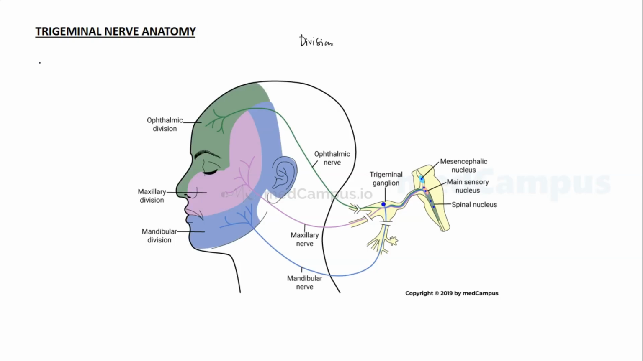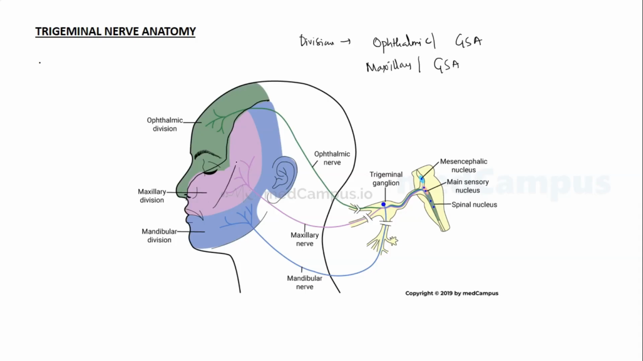We have three divisions. One is the ophthalmic division, and you know the area it supplies. Try to draw the diagram. So this is the ophthalmic division. The ophthalmic division is only sensory and contains GSA fibers only, as functional components. Next we have the maxillary division. The maxillary division is sensory again, so it only carries GSA fibers.